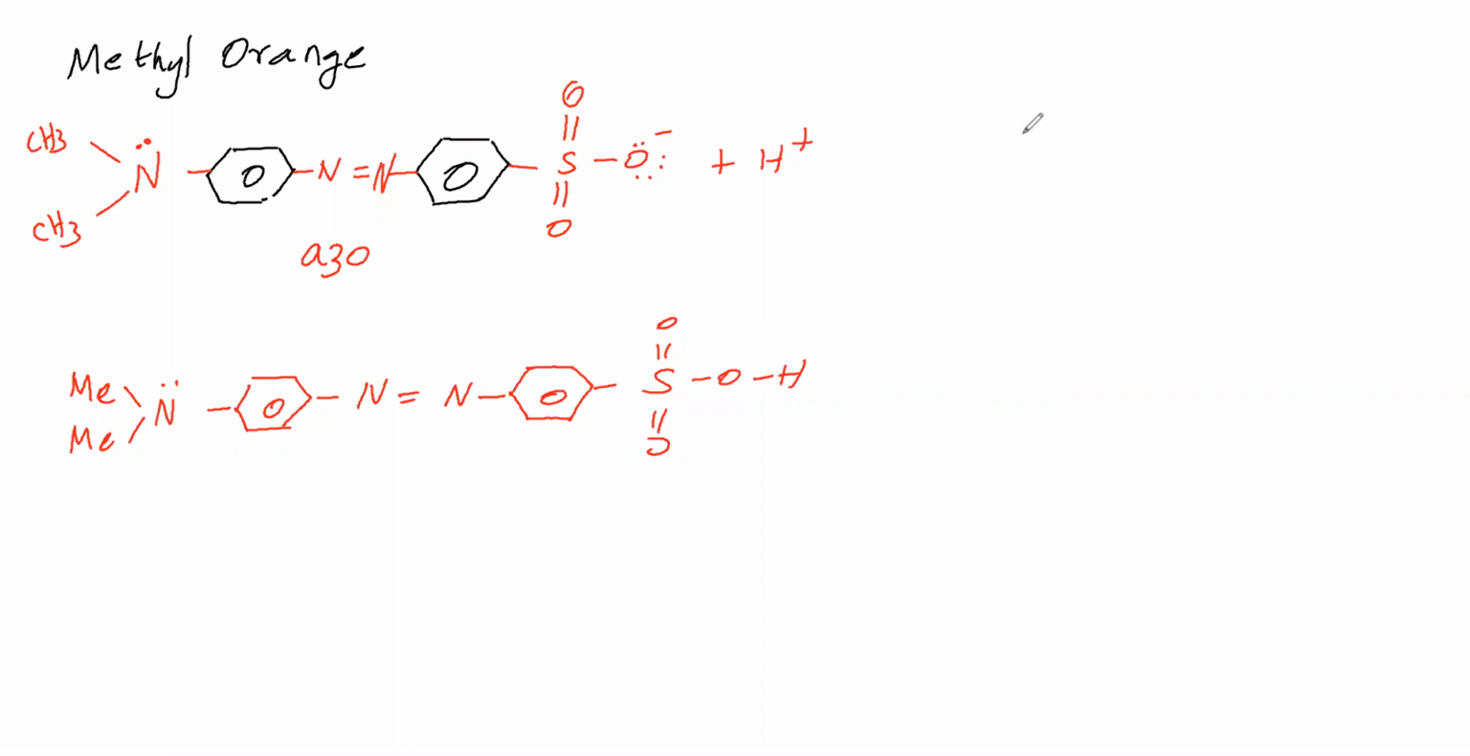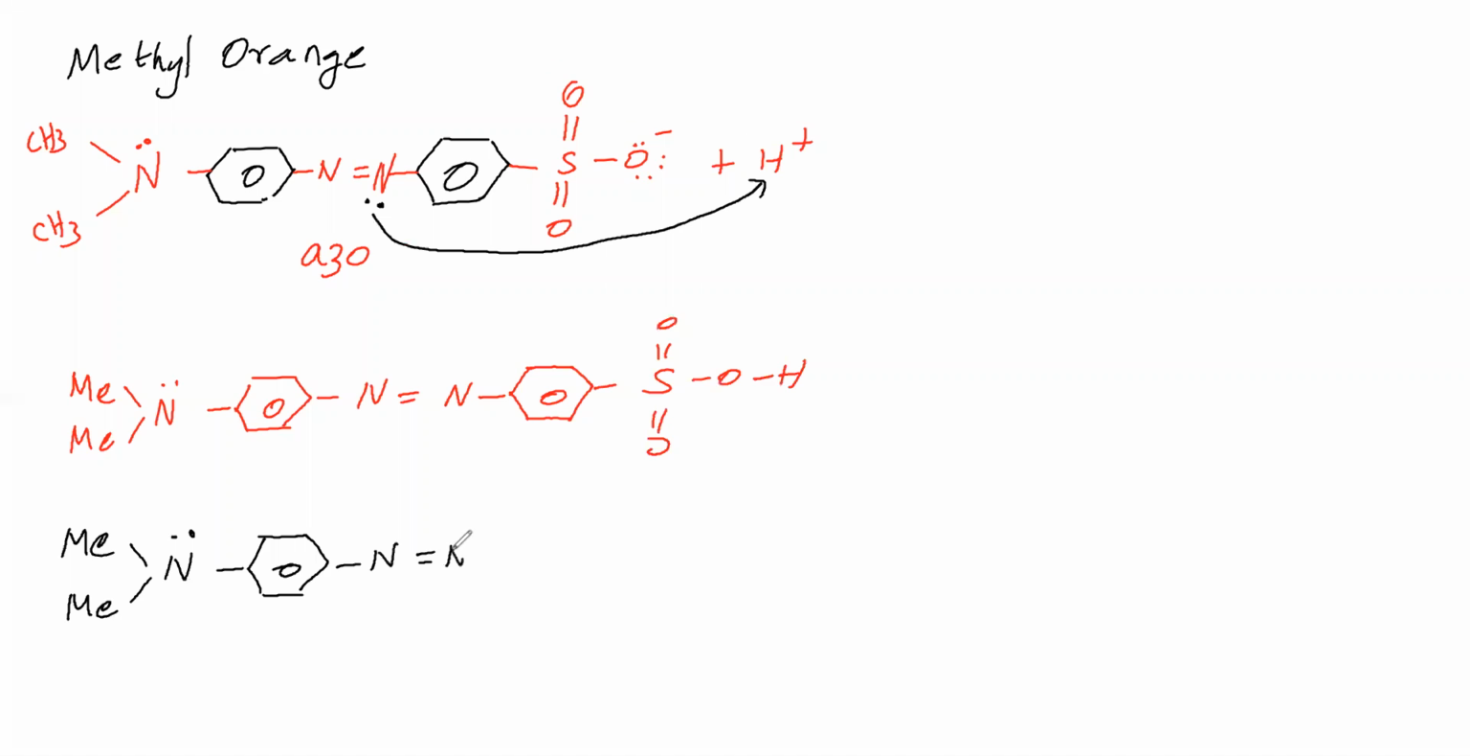Is there any other possibility? We will try. Now this nitrogen has a lone pair. This nitrogen contributes its lone pair to this H plus, making a dative bond with this H plus. So this is one possibility. So two methyl groups and N, here a lone pair, here a phenyl ring, N double bond N, here a phenyl ring, then this SO3 minus. Now this is making a dative bond with this H plus. This is one possibility we said.